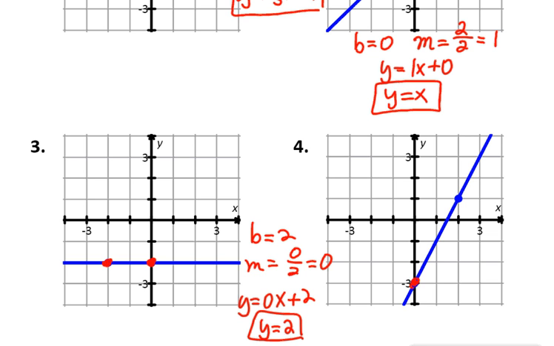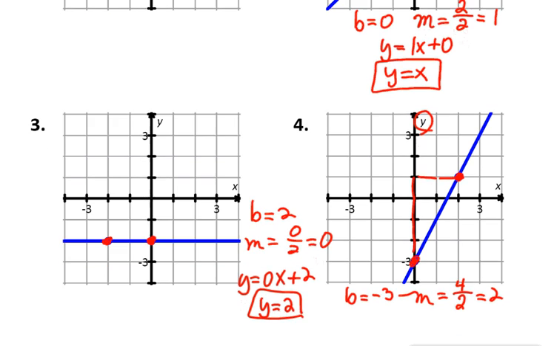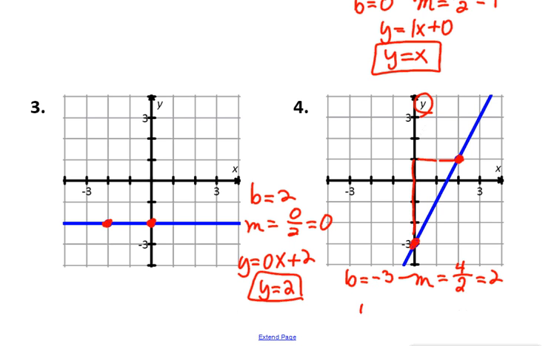Example 4, here's my 2 points. The one on the y-axis, again, the y-intercept is -3, so b is equal to -3. Here's our other second point that we can see obviously marked. So to go from one to the other, I'm going to go up 1, 2, 3, 4. So up 4, so m is equal to 4 over, and then to the right 2. So 4 over 2, which simplifies to 2. So in slope-intercept form, that's y equals 2x minus 3.